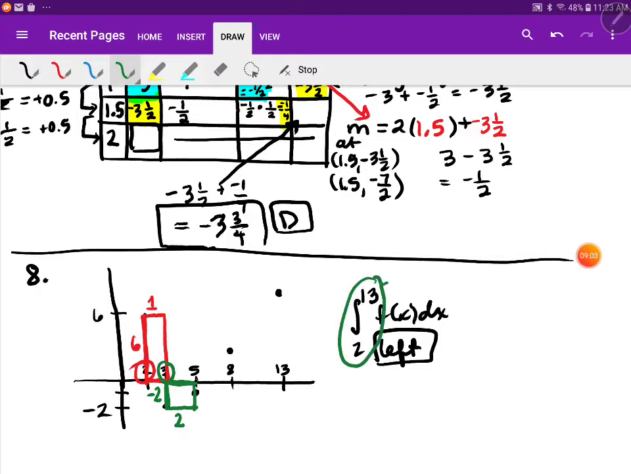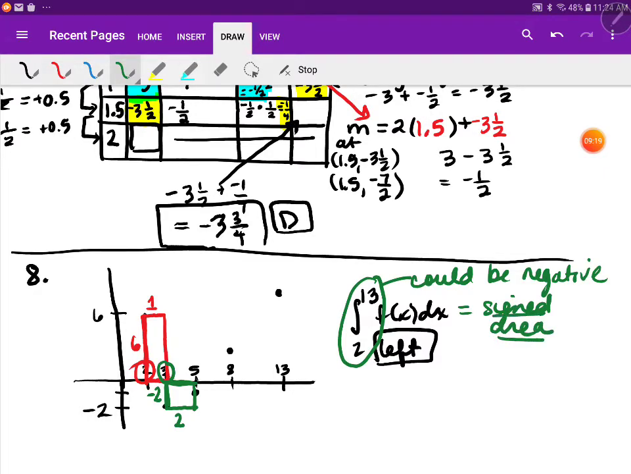Integrals are allowed to be negative. Okay, so it could be negative. Since it could be negative, this answer is really the signed area. Okay, integrals are signed area. So we're not using the rule that area has to be positive. That's only if they ask you for area. Okay, so if it's given you an integral, then we're looking for the signed area. So we are going to consider the green as negative. So when you multiply the area, the base times height, that is negative 4. And the red would be 6 times 1, which is 6.